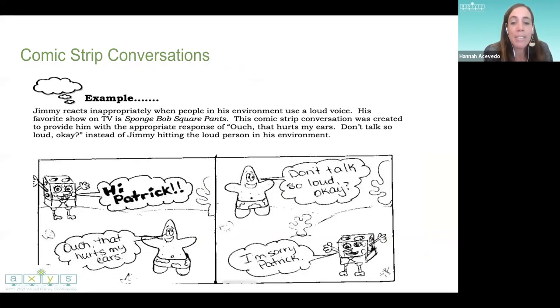Here's an example for an individual that had very sensitive hearing. When someone used a loud voice, he would hit them. He was very interested in SpongeBob SquarePants, so this was a way to help him understand something else he could do besides hit the person when the noise was too loud. So here's SpongeBob saying, "Hi, Patrick," and then the other character saying, "Ouch, that hurts my ears," which is what we were wanting to help him learn to say. Then he's saying, "Don't talk so loud, okay?" And then SpongeBob says, "I'm sorry, Patrick."